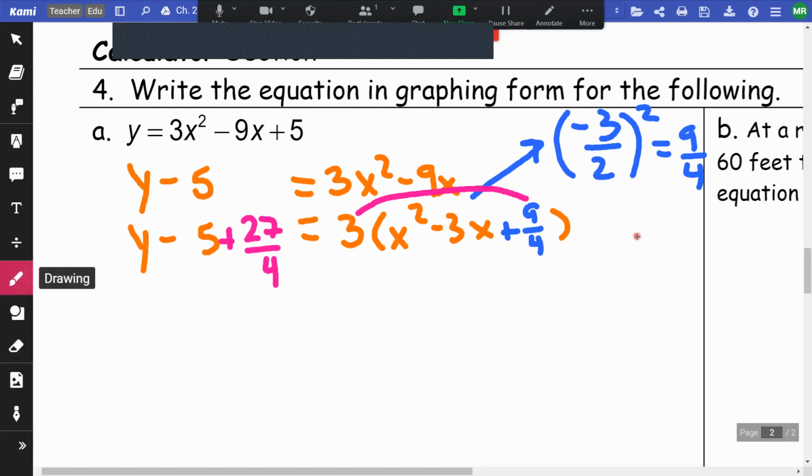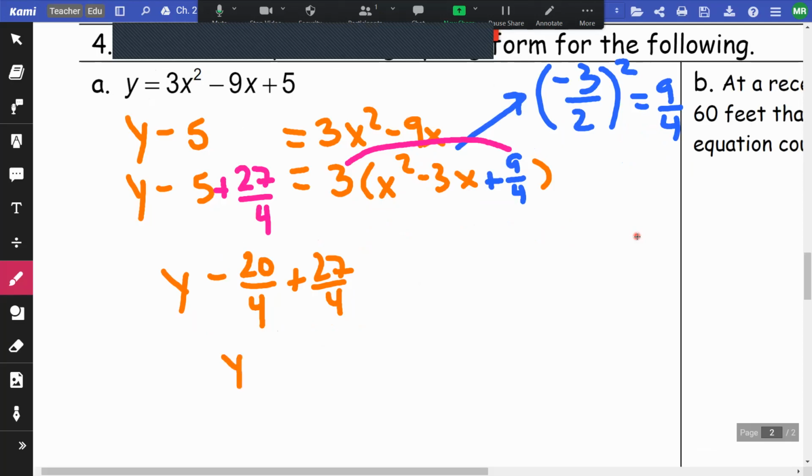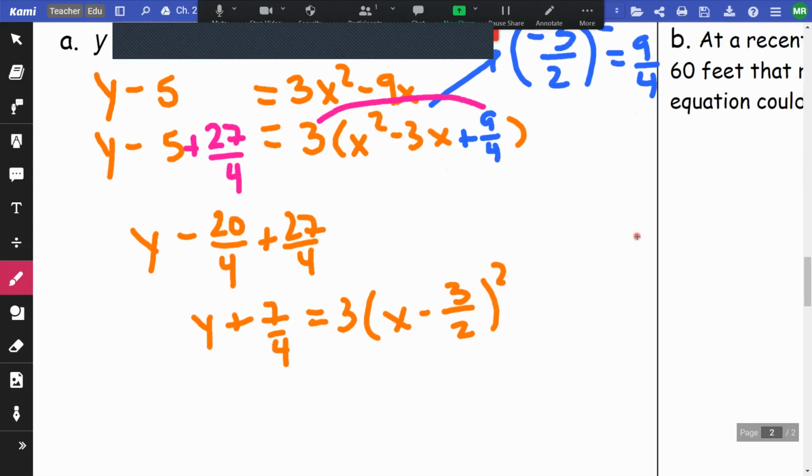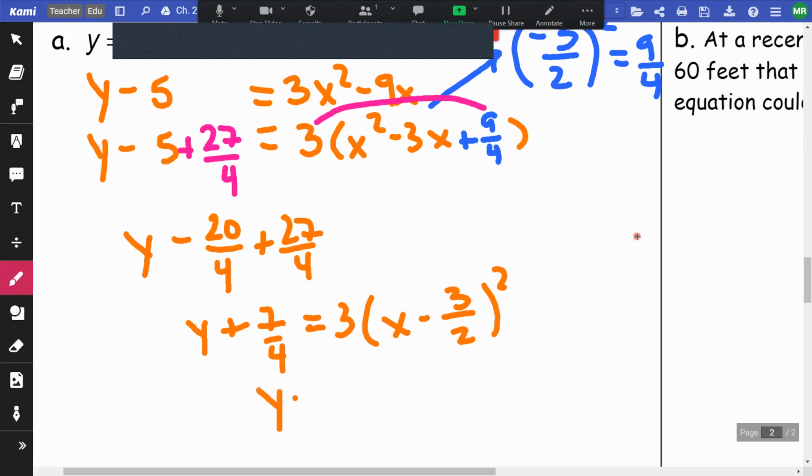So I'm going to have y. And if I want to get a common denominator, you can just on your calculator go negative 5 plus 27/4. But if I'm going to do this without a calculator, negative 5 would be negative 20/4 plus 27/4. So that is going to give me plus 7/4 is equal to 3 times x minus, and half of 3 is 3/2, squared. And then my last step, subtract my 7/4.